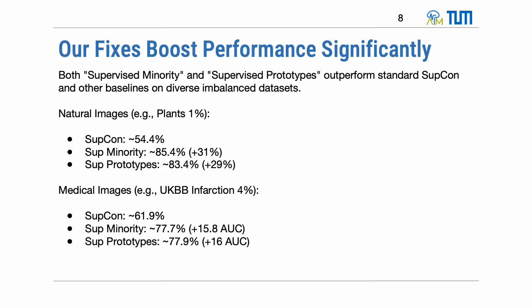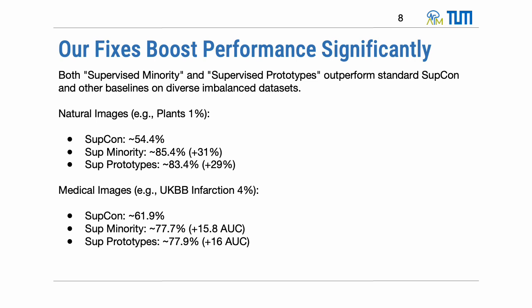And so we see that our fixes boost performance significantly. For example, we were looking at artificially imbalanced datasets using the iNat21 dataset, a portion of which you can see here is the plants dataset. This allows us to artificially imbalance our dataset from 50-50 down to 95-5 and down to 99-1.